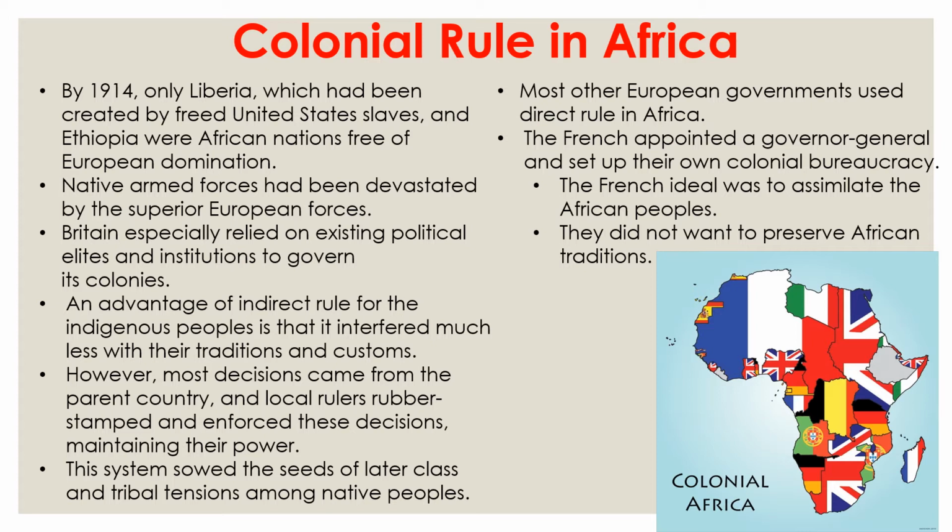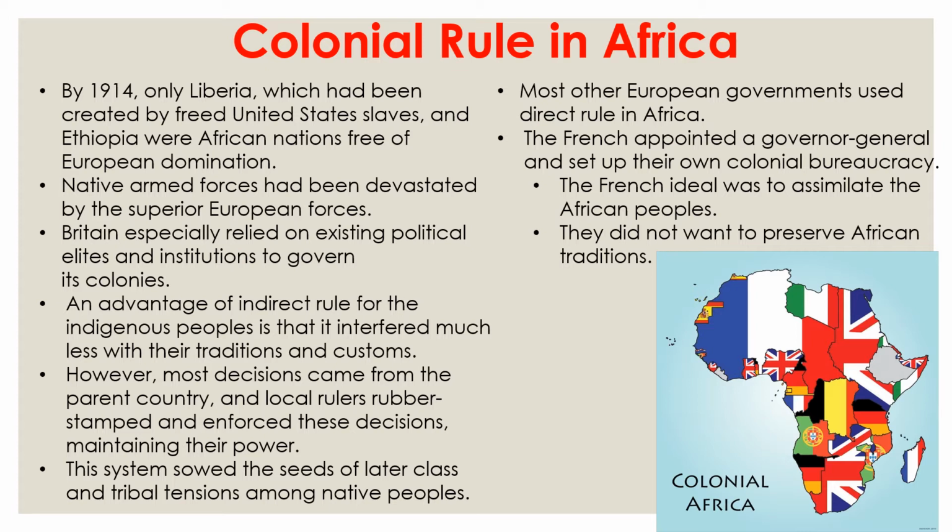An advantage of indirect rule for the indigenous peoples is that it interfered much less with their traditions and customs, even though they were not really independent. However, most decisions came from the parent country, and local rulers rubber-stamped and enforced these decisions, maintaining their own power at the expense of the rest of the native population below them. This system sowed the seeds of later class and tribal tensions among native peoples. And after World War II, these tensions, as these areas gain their independence, will continue to plague the region. And this is another reason why a lot of territories in Africa are still kind of unstable today. These tribal tensions will not be able to be reconciled effectively. And we still have issues in some of these regions today.